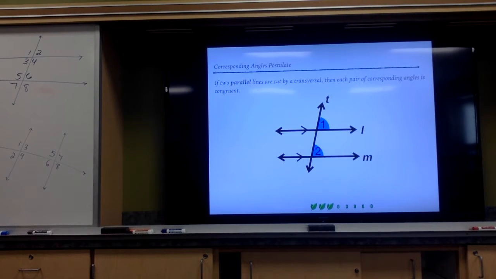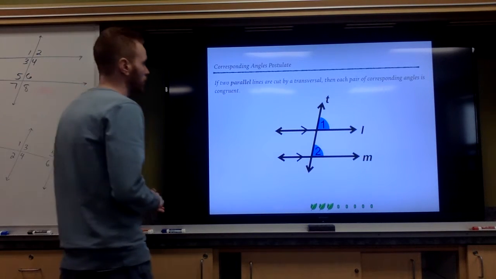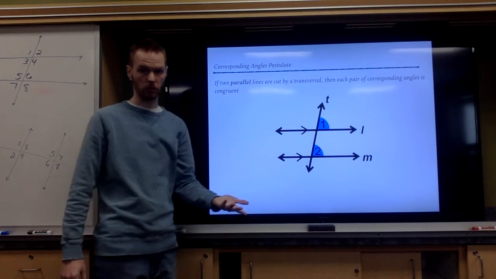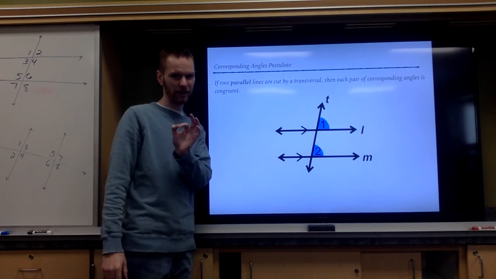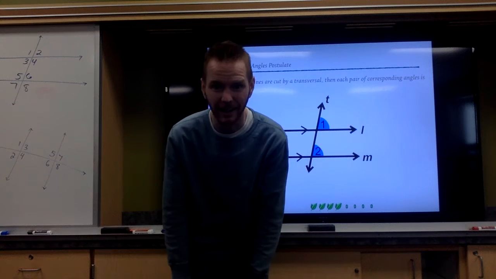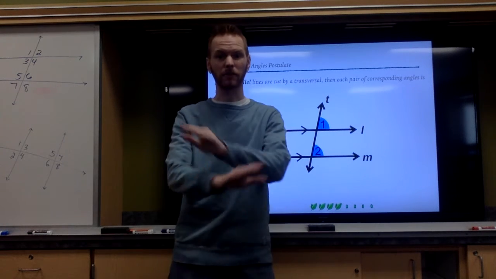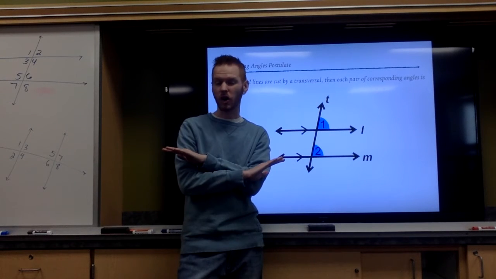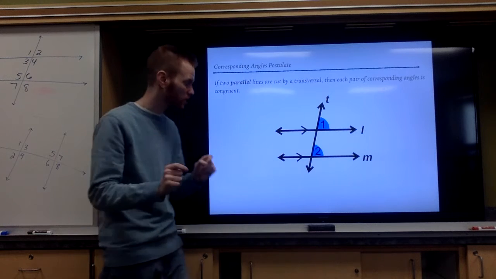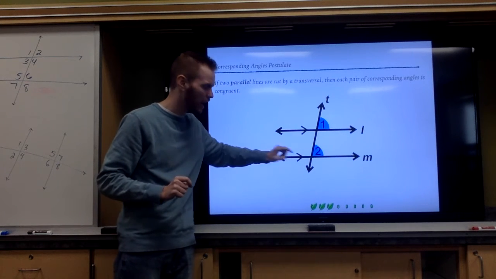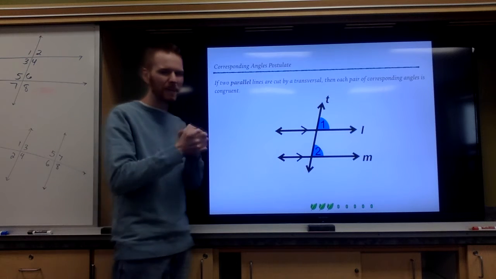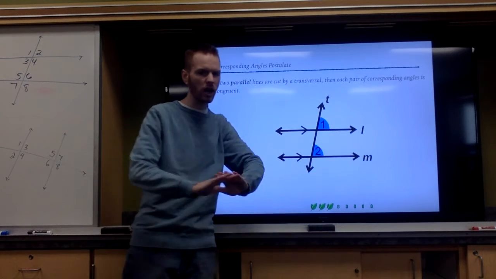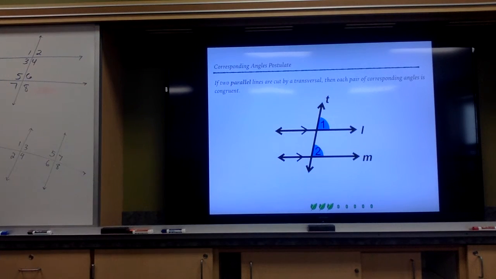The first postulate we're going to talk about is corresponding angles. If two parallel lines are cut by a transversal, then the corresponding angles are congruent. What's very important here, talking to you guys out there, is that the lines have to be parallel for all of these. If the lines are not parallel, these properties are not true. To determine if they are parallel, we have these arrows here. So please make sure that you're always looking for that. If the lines are not parallel, these angles are not congruent. So just be careful with that.